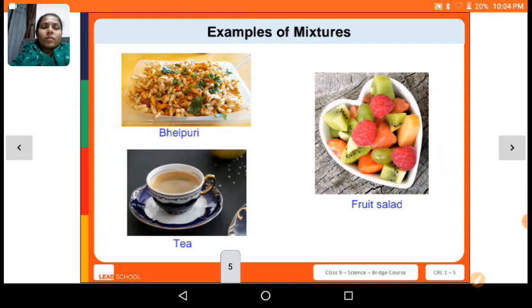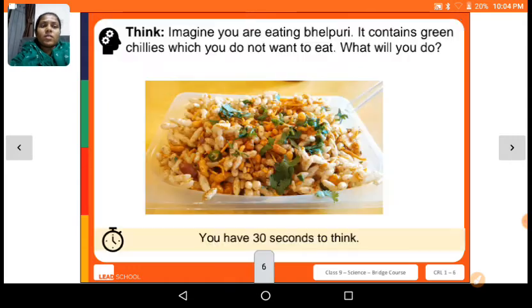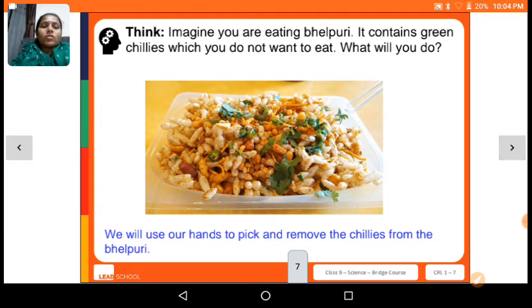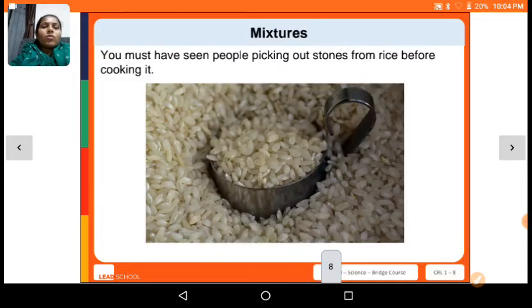Examples of mixture: bhel puri, tea, fruit salad. Mostly we eat things that are a mixture. Imagine you are eating bhel puri. It contains green chili, which you do not want to eat. What will you do? You will use your hands to remove the chilies from the bhel puri, right? You must have seen people picking out stones from rice before cooking it.